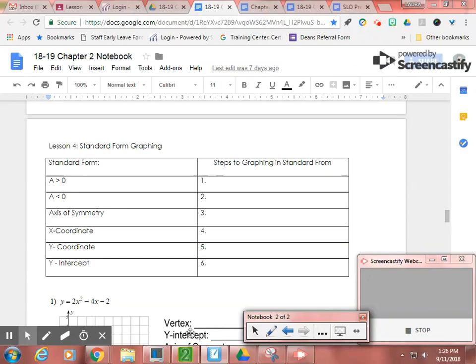Standard form of graphing equations is a little bit different than vertex form. There's a lot of steps to it. So first, let's go over what the different parts of the equations mean. Standard form is y equals ax squared plus bx plus c.